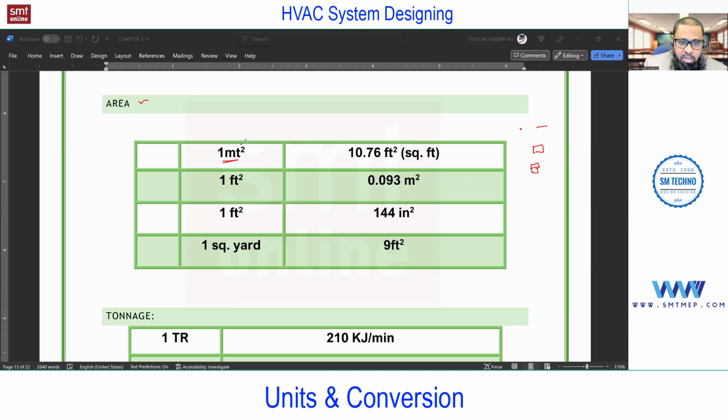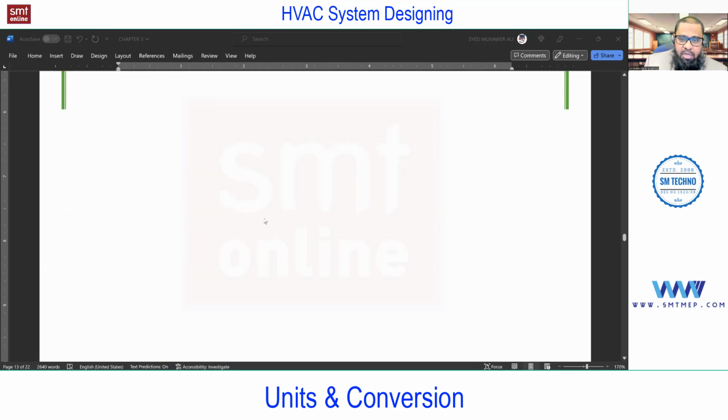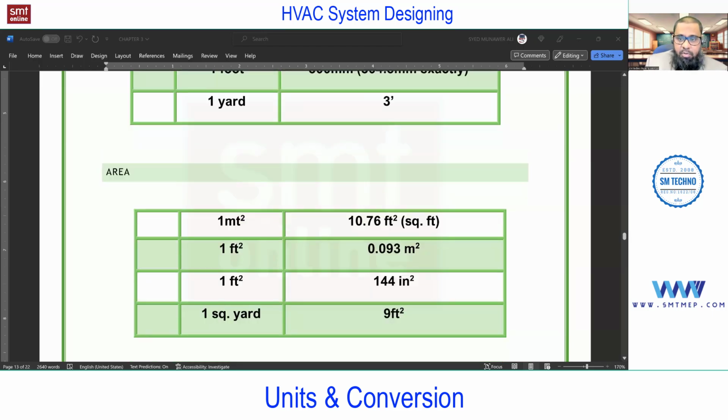So remember, area is 2D. So 1 square meter is 10.76 square feet. How can you visualize this? As I said, we are going to learn this on the application side, not just theoretically. Let me give you an example. Consider this side is 1 meter, this is 1 meter length. 1 meter means how many feet? 3.28 feet.